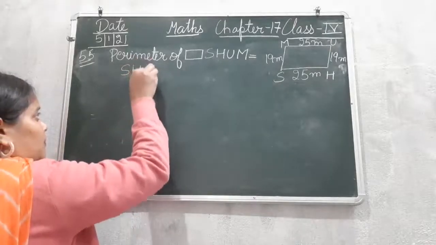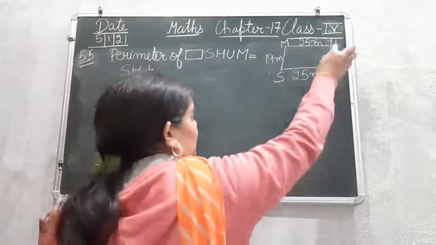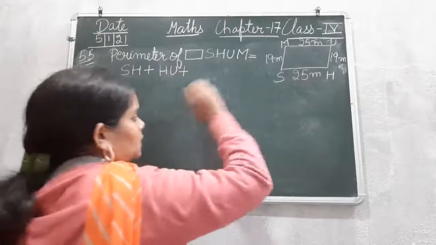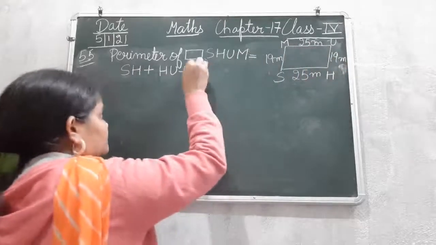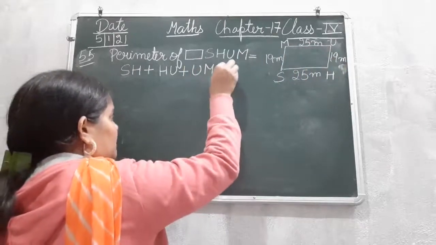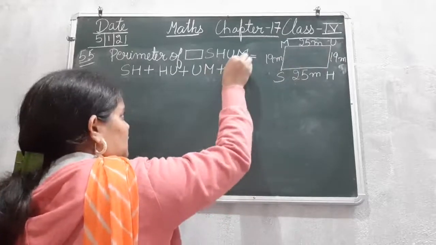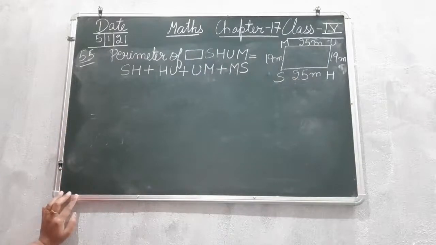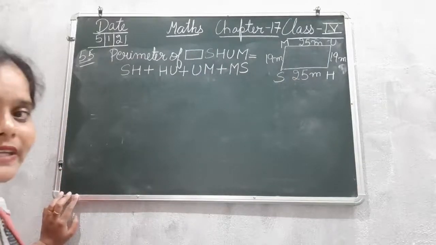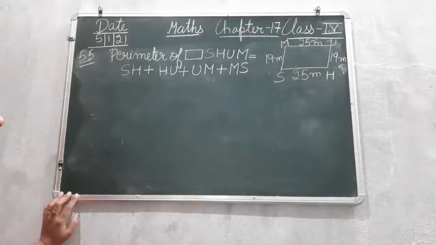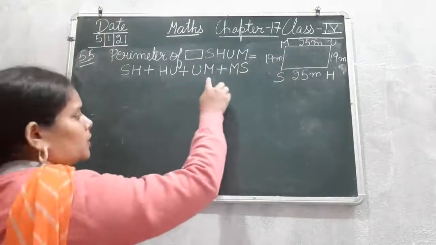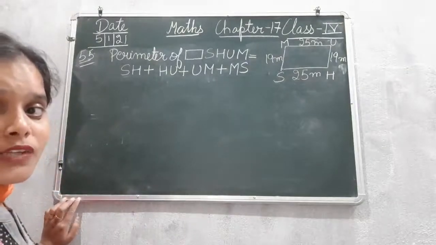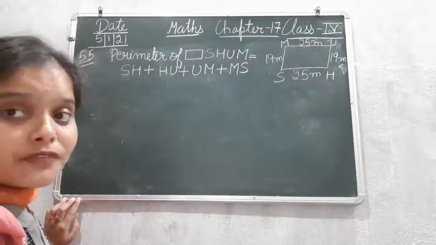SH plus HU. Next is HU, third. Next is UM plus MS. So these are the names of all the sides of that given rectangle. The first is SH, then HU, then UM, and then MS. So these are the names of all the sides of this given rectangular field.